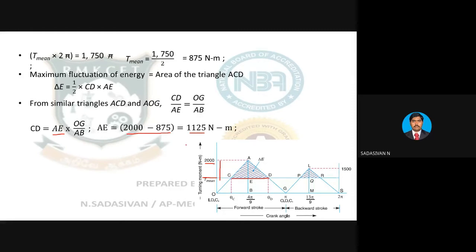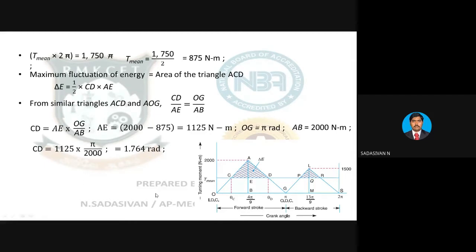So next thing, OG. What is OG? O to G is 2 pi, I know. Similarly, the entire height is 2000. That is also known. Now you know all the numbers to put in here. So substitute all the values: 1125 into pi by 2000. Okay. So that comes around 1.764 radians, which is the base width of the smaller triangle.